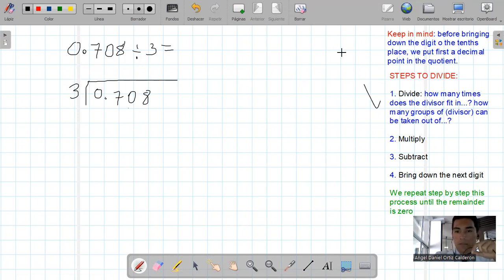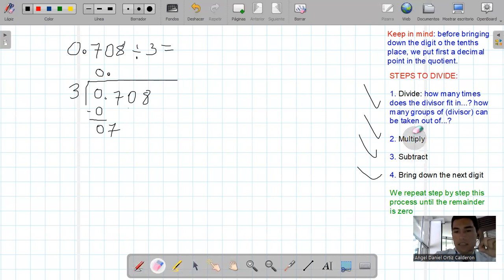Now, what is the first step? To divide. How many groups of 3 can be taken out of 0? We know that 0 groups. 0 times 3 equals 0. And nothing minus nothing equals nothing, right? So that was the second step. The subtraction, that was the third step. And the last step is to bring down the next digit. So before bringing down the number 7, we put a decimal point here, and we bring down the number 7 here, right?